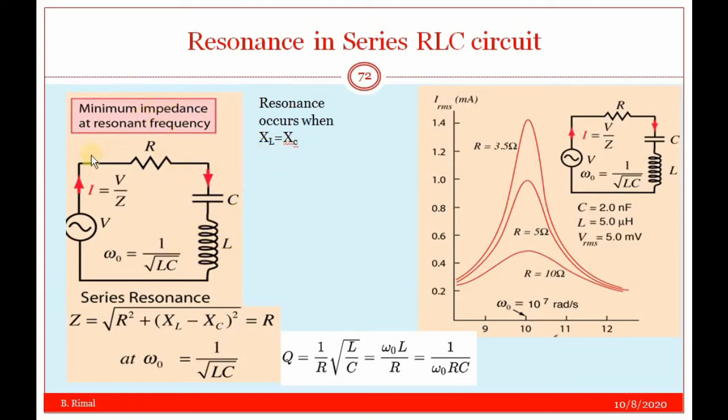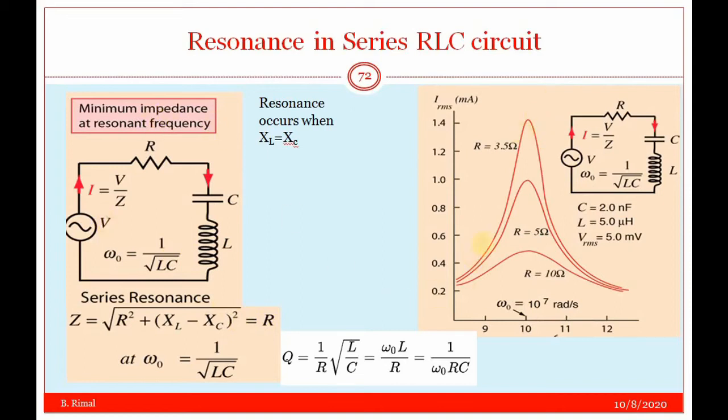At this condition, the circuit will have minimum impedance and maximum current, because we know Z is equal to root under R square plus (XL minus XC) square. If XL is equal to XC at resonance, then Z equals R. This is the minimum possible value of Z. Hence, at resonance, impedance is minimum, and for minimum impedance for a supply V, maximum current will flow.